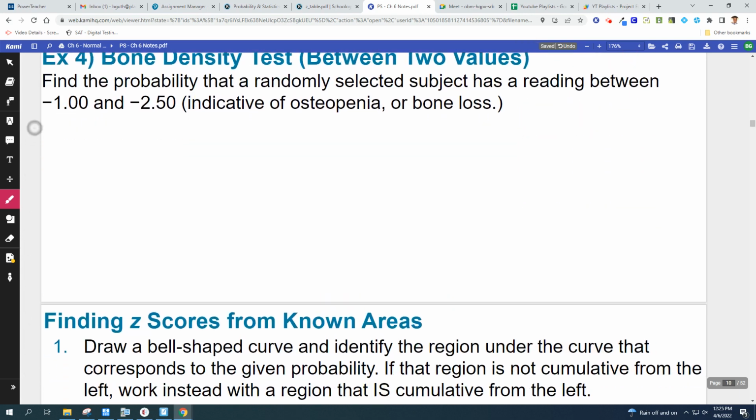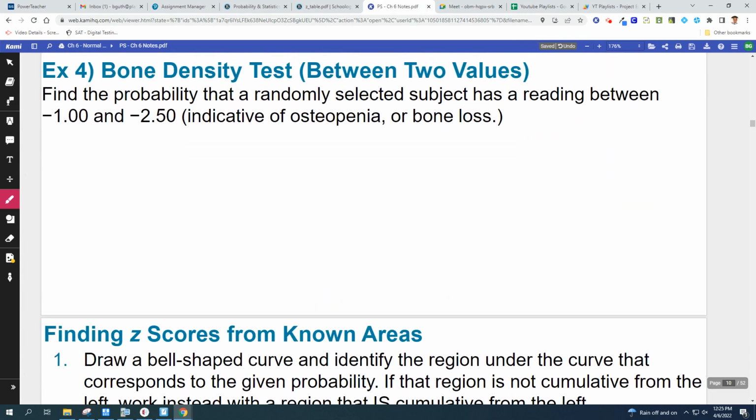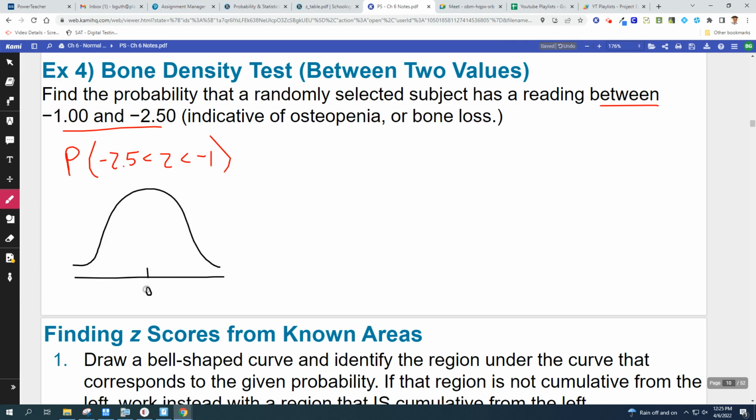Number 4. This time we want to be between two numbers. Between two numbers is kind of hard to do. If I was writing it, I might say negative 2.5 is less than Z and less than negative 1. It's kind of hard to do using a table. If we look at our picture, we want to be in between negative 1 and negative 2.5.